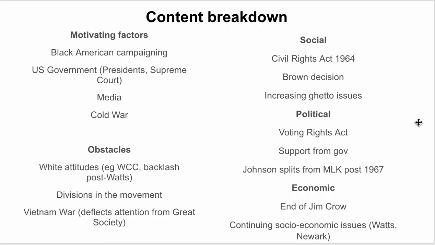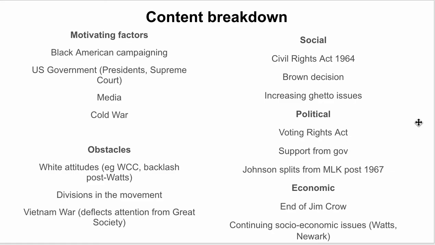Another obstacle is increasing divisions. You could talk about North versus South, young versus old, violent versus non-violent, even if it's not particularly violent. Black Panthers and Malcolm X, I think they probably wouldn't say they were promoting violence. Well, they did say they weren't promoting violence, but certainly in the eyes of the media, that was the way they were presented compared to Martin Luther King.